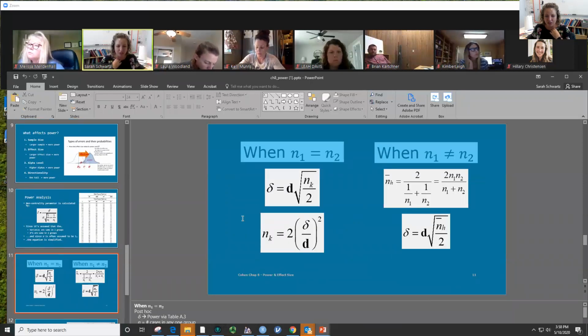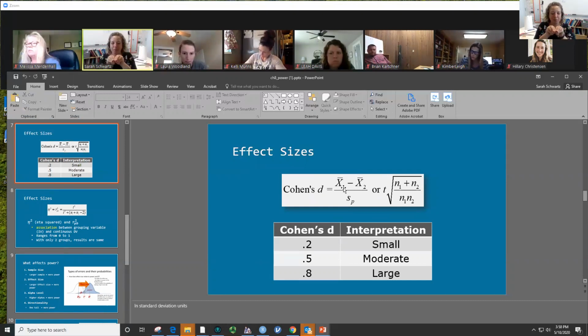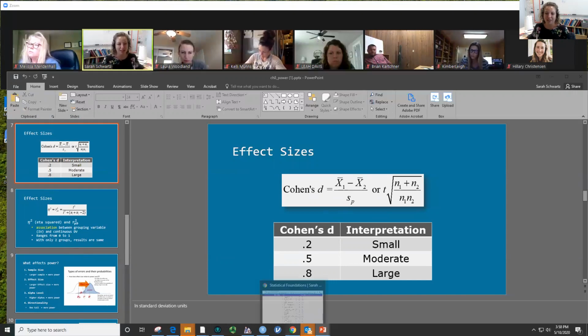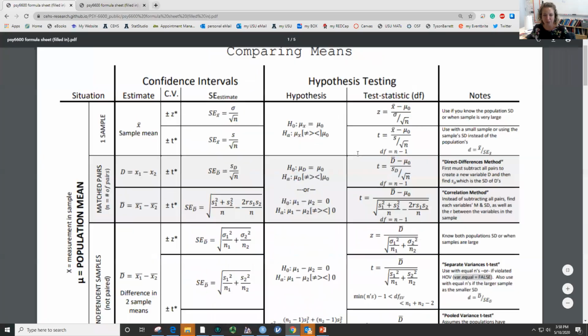Let's see here, where's Cohen's d? Now this formula, what is on the top of that fraction? They're X bars. Where do X bars come from? The population? No, they come from the sample. So Cohen's d is supposed to be about the populations, and we estimate it by plugging in sample data. That's not a perfect estimation. Now I'm coming back to that formula sheet. Oh, I've got it open over there too.